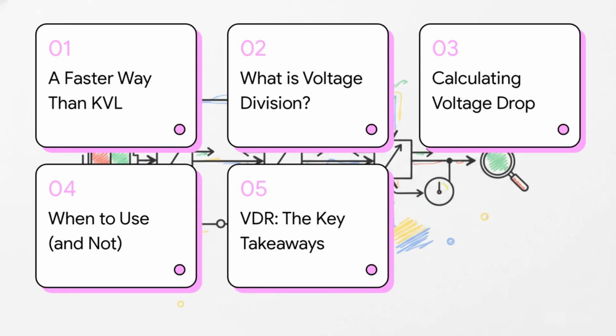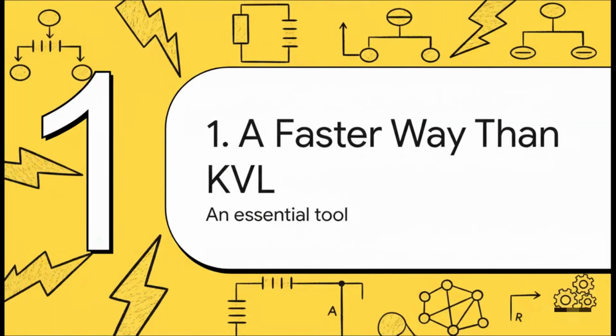So here's our game plan. We'll kick things off by seeing why VDR is just a faster way to get the job done. Then we'll get into what voltage division actually is. After that, we'll run through a calculation, cover the super important rules on when you can and can't use it, and then we'll wrap it all up with the key takeaways. Okay, let's jump right in.